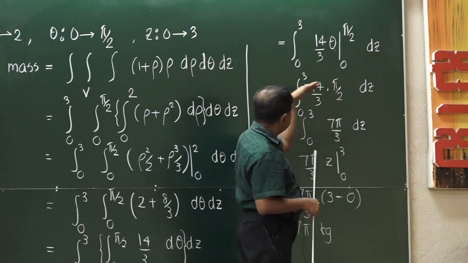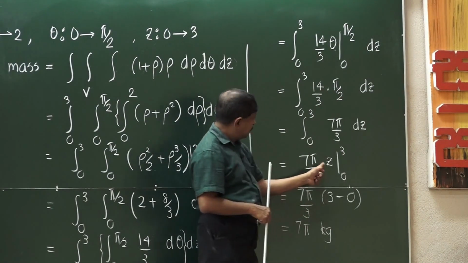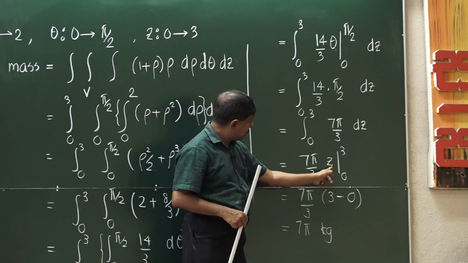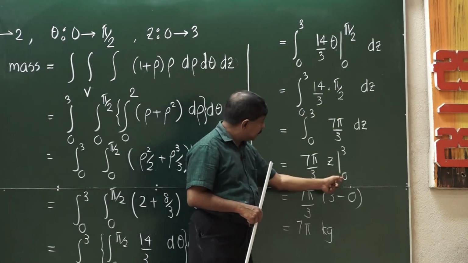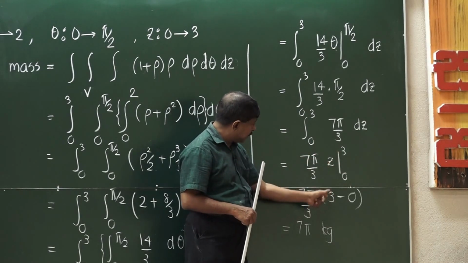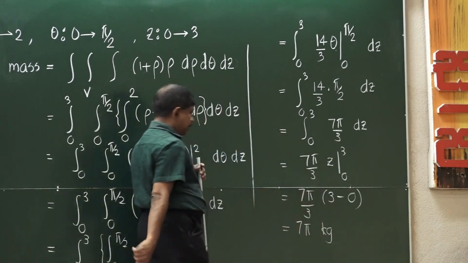After that, it is a simple integration. You simplify it, then integrate it. Variable is Z. Now, you plug in the limits 0 to 3. So, first you plug in 3, then you plug in 0. You will end up with 75 kilograms.